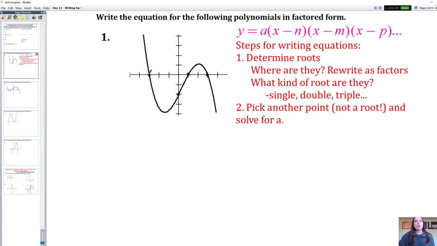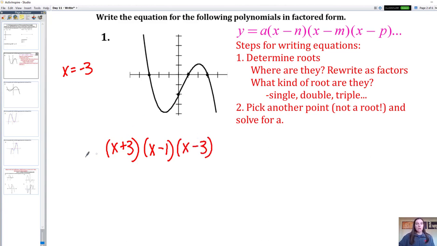So first I see a factor at x equal to -3. So if x equals -3, I want to write it as a factor, so I'm going to move that 3 over. So one of my factors is x plus 3. Then another place where I cross the x-axis is at 1. So I'm going to put x minus 1. So remember, I'm switching that sign like I did with the 3. And I see another one at +3, so x minus 3 is my factor.